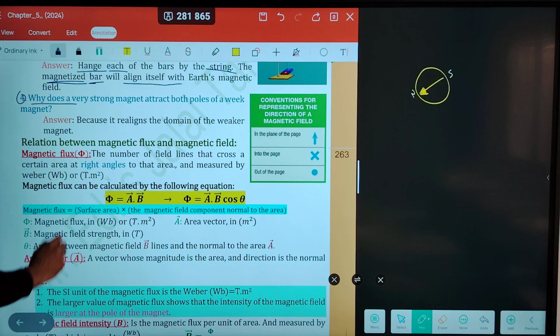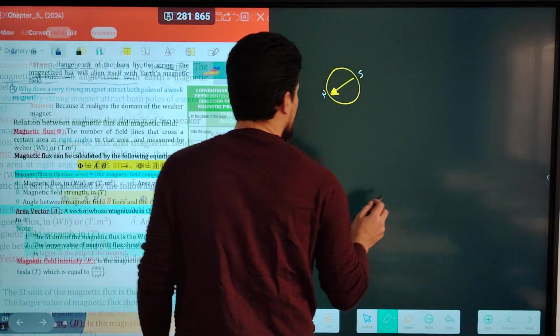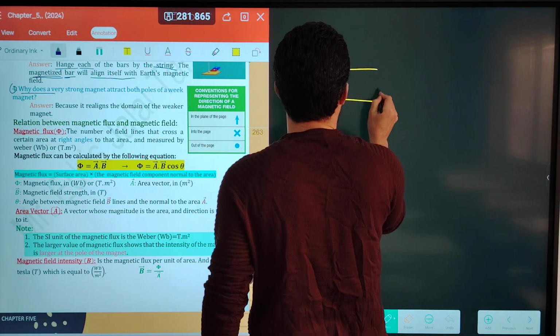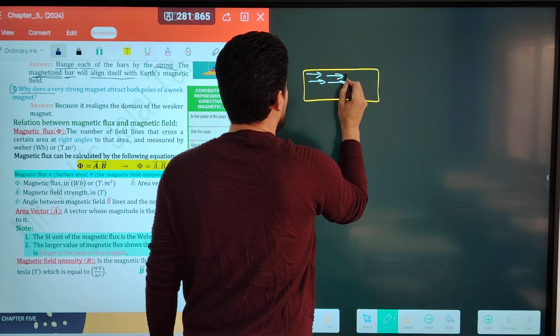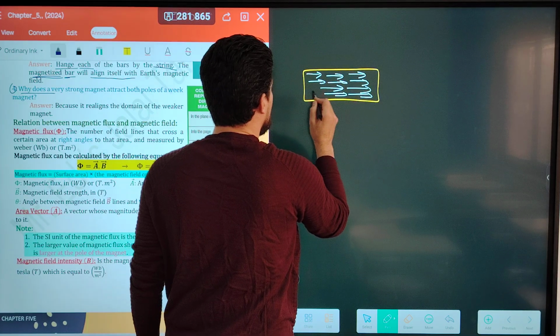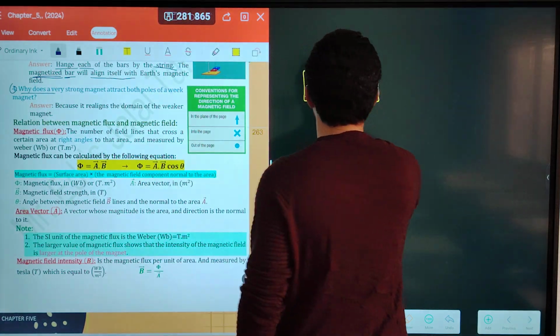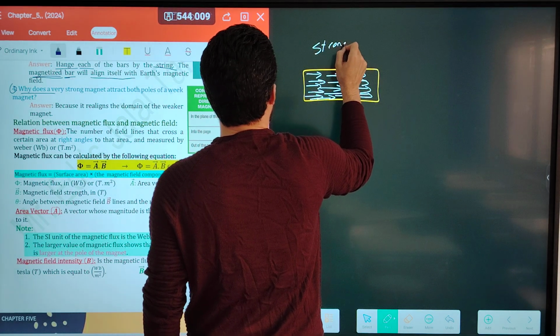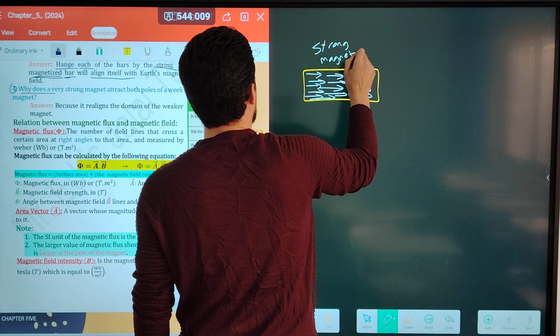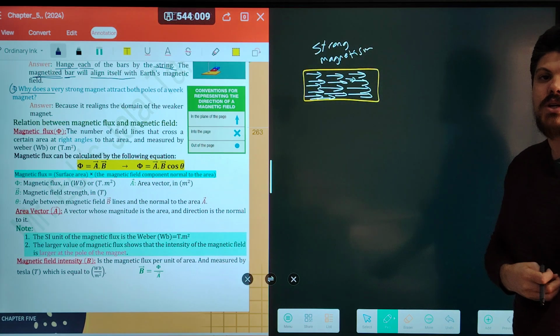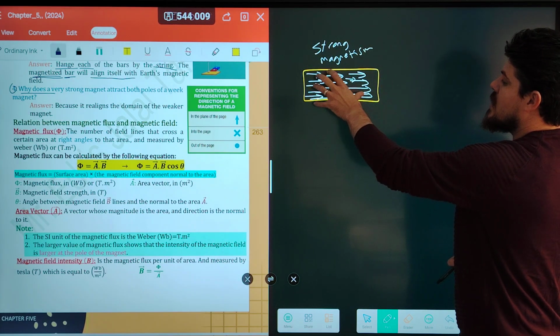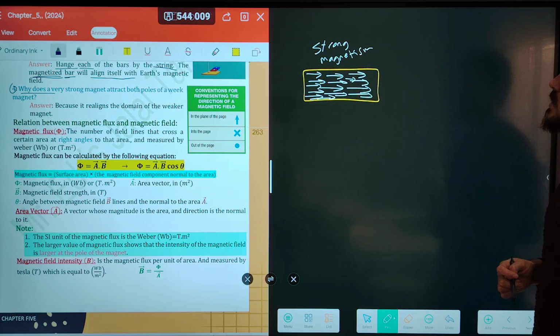Question 4. Why does a very strong magnet attract both poles of a weak magnet? Because it realigns the domains of the weaker magnet. For example, if we have two magnets, this magnet is a strong magnet. Why is this magnet strong? Because the domains and the electrons are directed in the same direction. As the domains point in the same direction, we can say this magnet is a strong magnet.